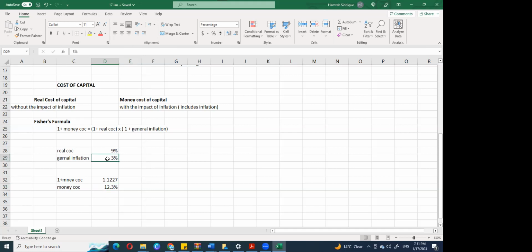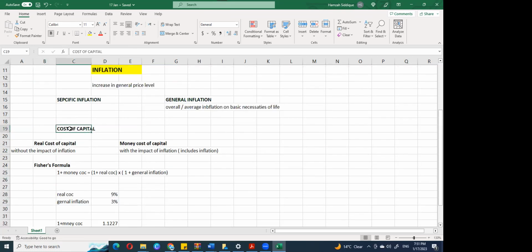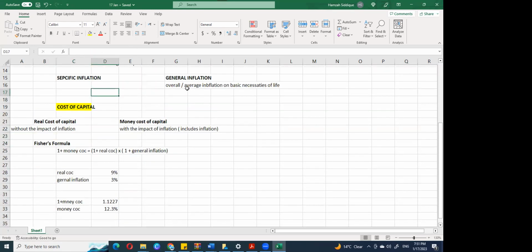The next point is, student, it's very easy to calculate. The next is cost of capital, the impact of inflation on cost of capital. So, impact on cash flows. What is the impact?